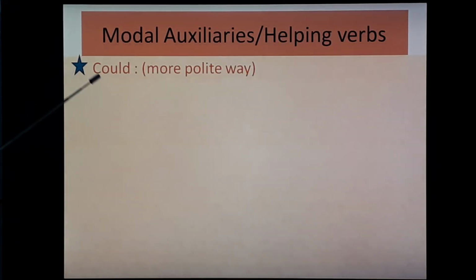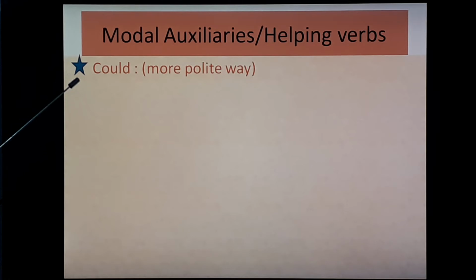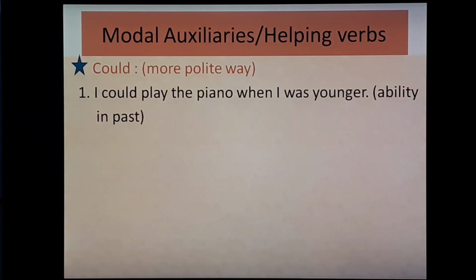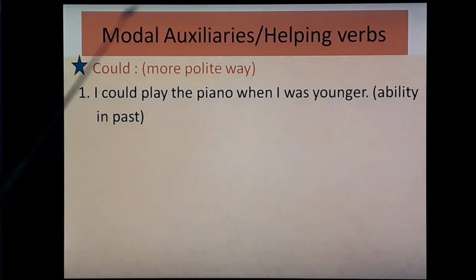Next is could. It is a more polite way than can. Most of the people use could in their speech and most probably in written form. First, I could play the piano when I was younger. Here, ability in past. So could is the past form of can. To show ability in past you have to use could.